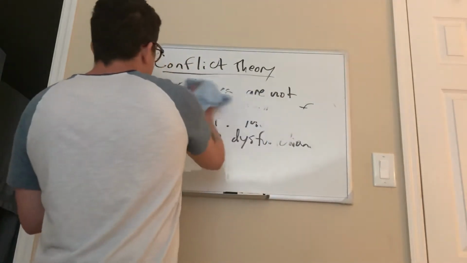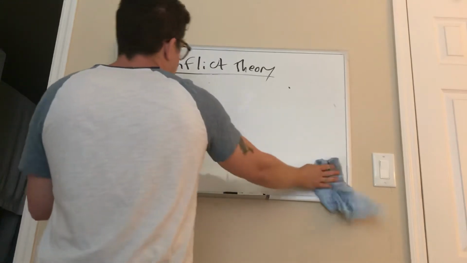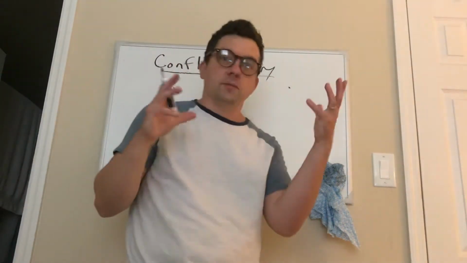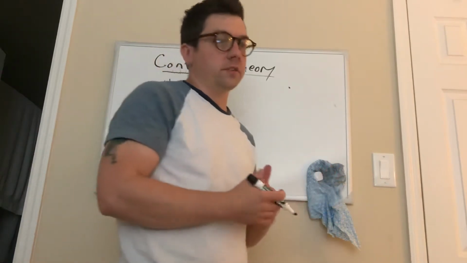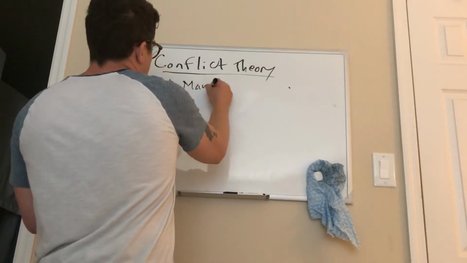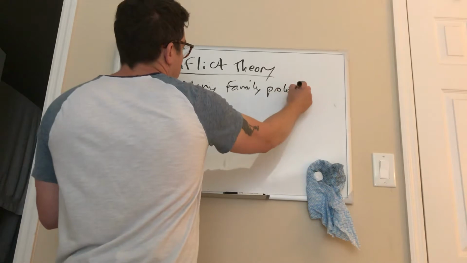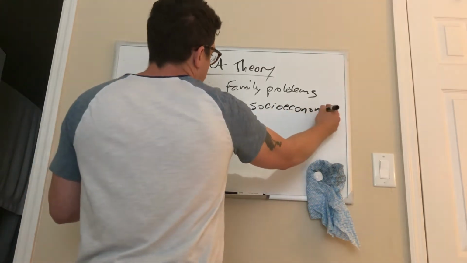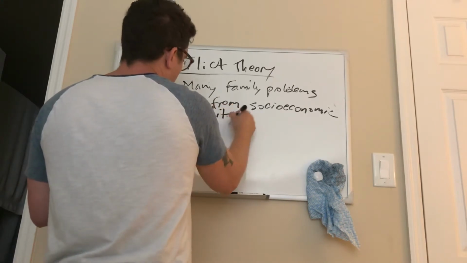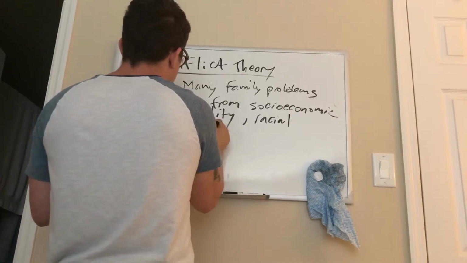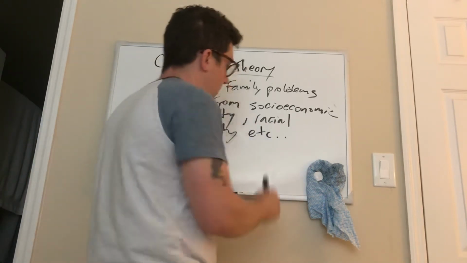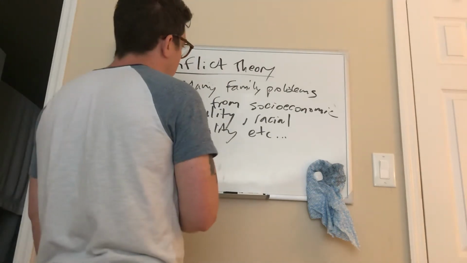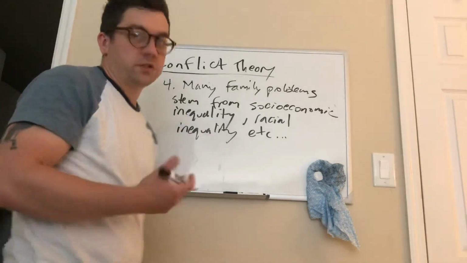And then finally, the conflict theorist says many of the problems that families face today not only contribute to inequality in the way that the gendered family structure contributes to inequality, but are actually just caused by inequality. So many of today's family problems stem from things like socioeconomic inequality, racial inequality, etc., right? And I'll talk a little bit more about this when I talk about single parent households and things like that. But a lot of problems within families can stem from socioeconomic inequality and racial inequality.